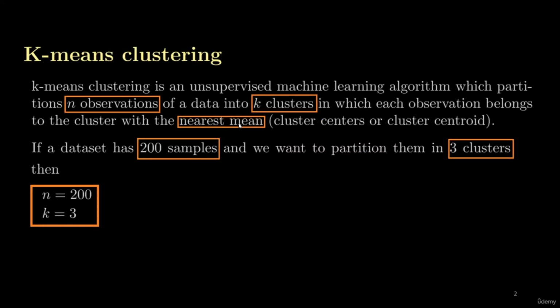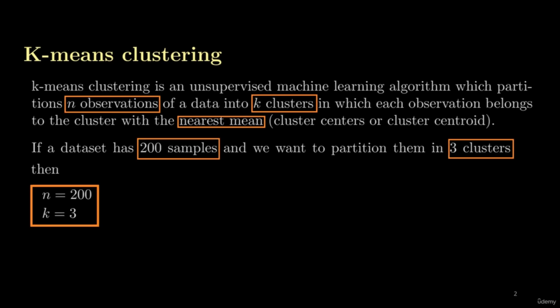Hi everyone, welcome to this lecture. In this lecture, we are going to discuss the definition of K-means clustering, the intuition behind K-means clustering, and the steps involved in the K-means algorithm. So let's start with the definition of K-means clustering. K-means clustering is an unsupervised machine learning algorithm which partitions n observations of a data into K clusters in which each observation belongs to the cluster with the nearest mean.